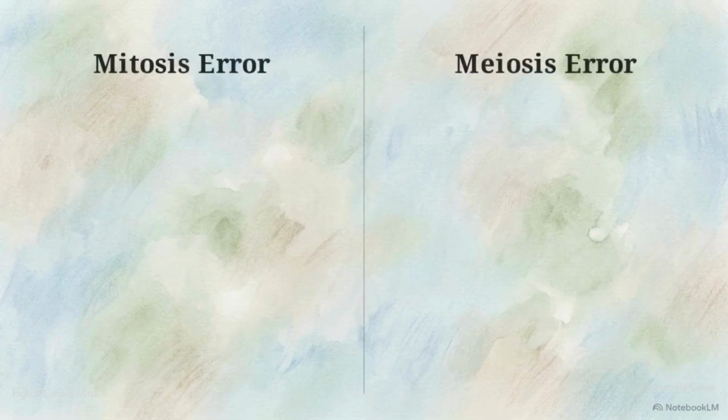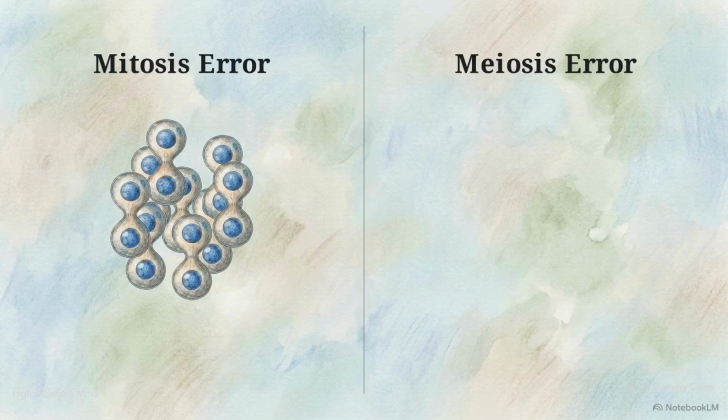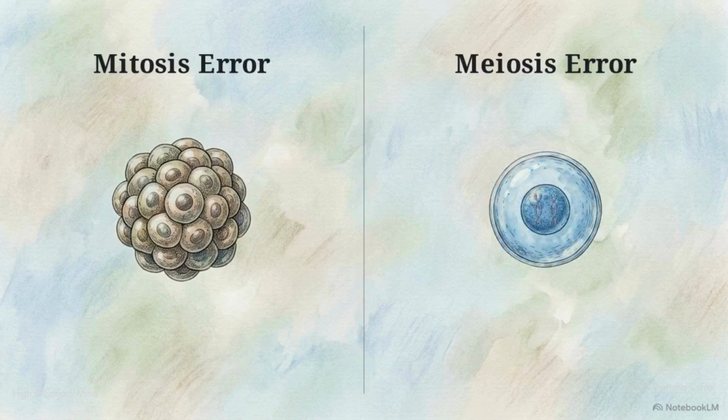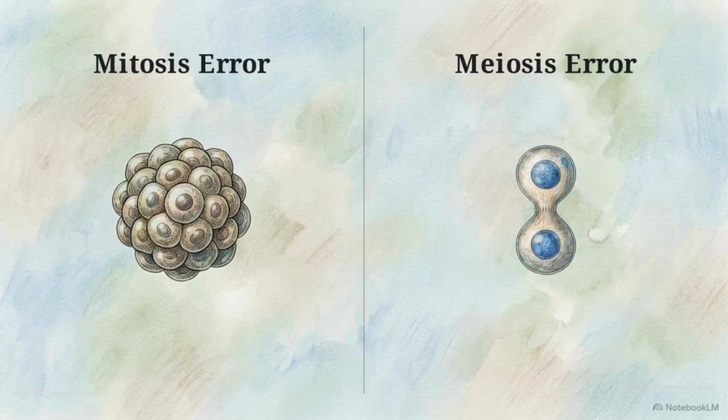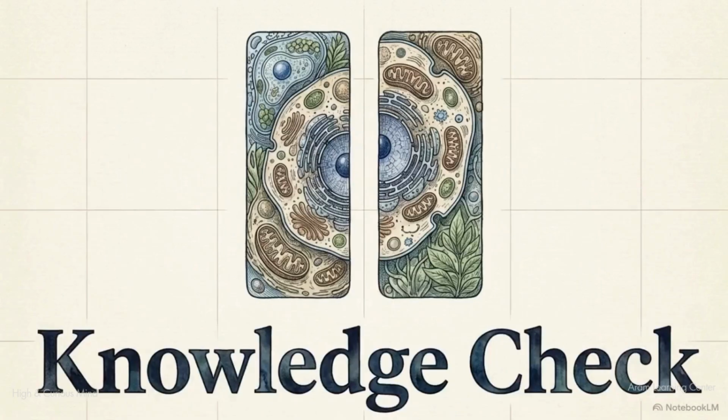Both processes run on strict tracks. When mitosis loses its brakes, cells divide uncontrollably, resulting in a tumor. A meiosis error operates differently. If chromosomes fail to divide evenly during the second split, gametes get an abnormal count. This imbalance leads to genetic disorders. Let's test your understanding. Take a look at the prompt on the screen and answer.